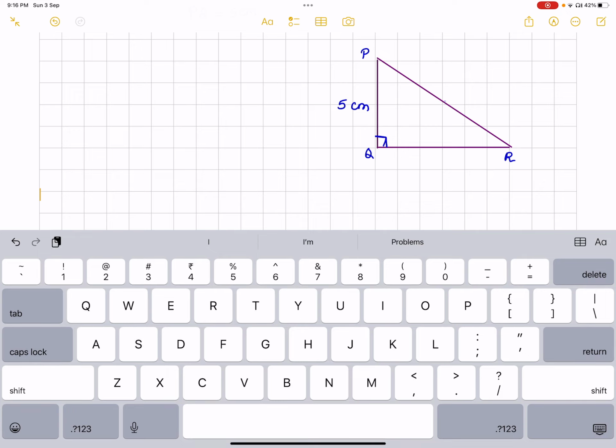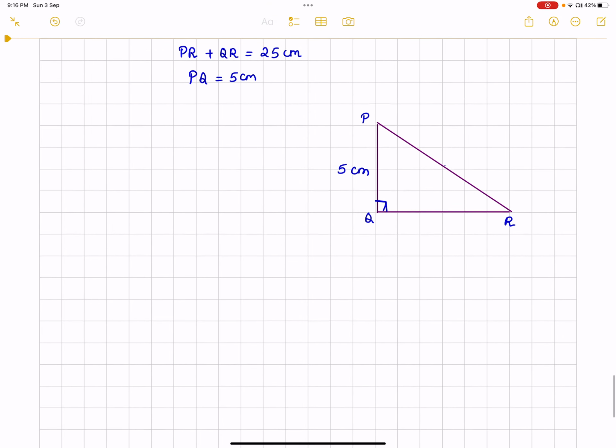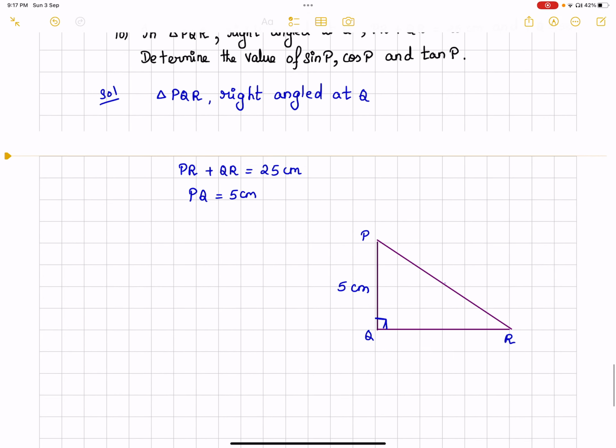They are asking me to determine sin P, cos P, and tan P. This is what I need to find out. So let me use the Pythagoras theorem. I would have told you that we need two sides to use Pythagoras, but we have only one, PQ. There's another one which is being given indirectly to me, so we will work out that one.